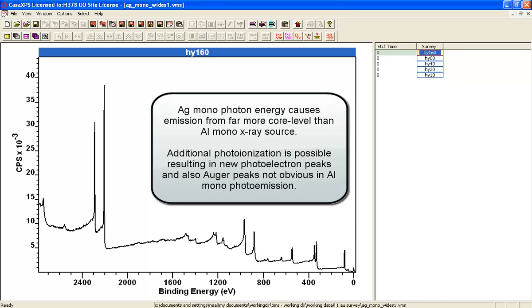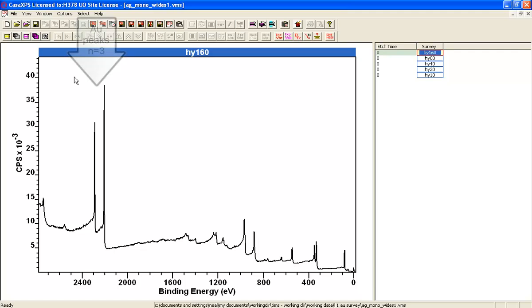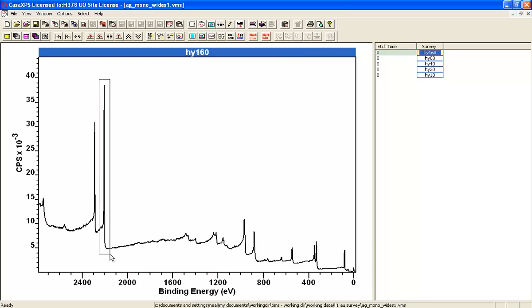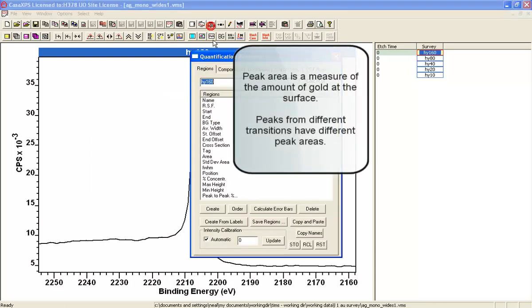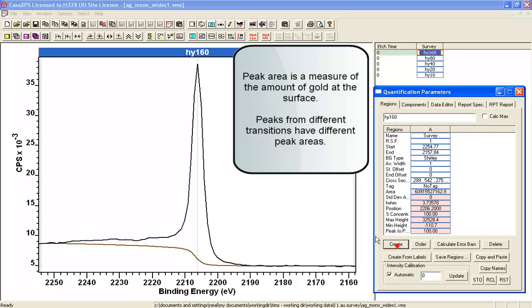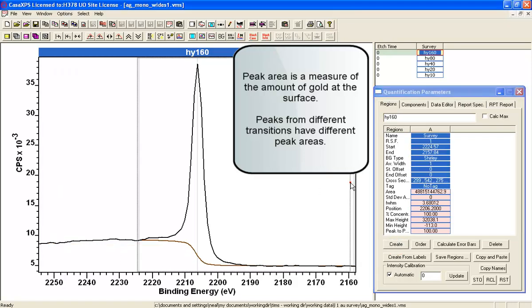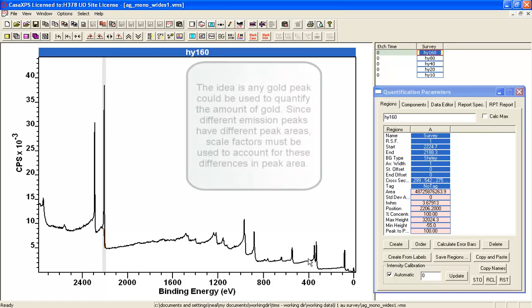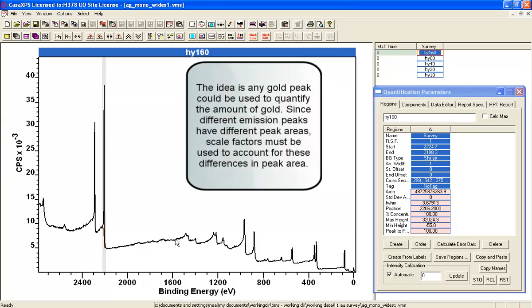This is an example of data measured from a silver monochromator. There are many peaks in this spectrum, many more than you'd see from aluminium, and for XPS the idea is that you should be able to choose a peak and create a quantification region and then scale the intensity from this particular peak so that no matter which of these peaks I had chosen, the scaled intensity would be a measure of how much gold is in the surface.